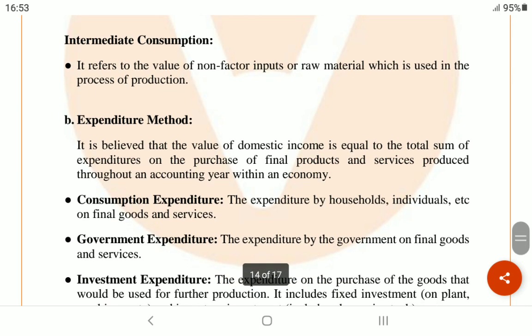Next is intermediate consumption. Intermediate consumption refers to the value of non-factor inputs or raw material which is used in the process of production.